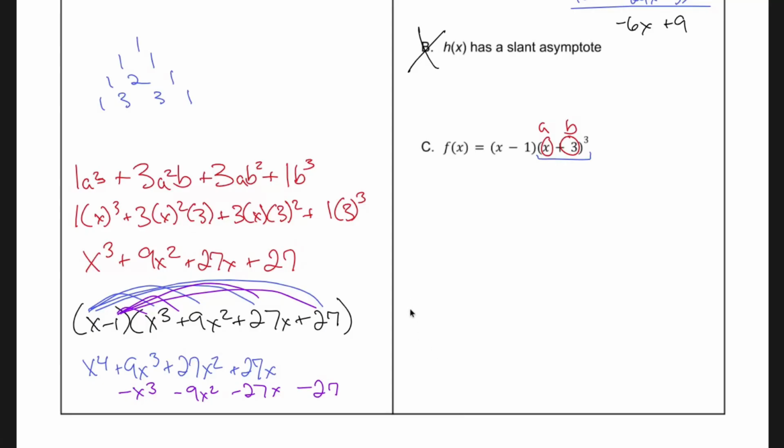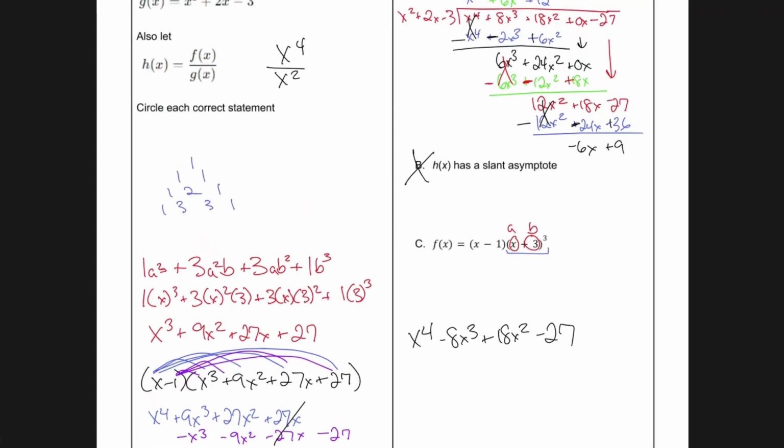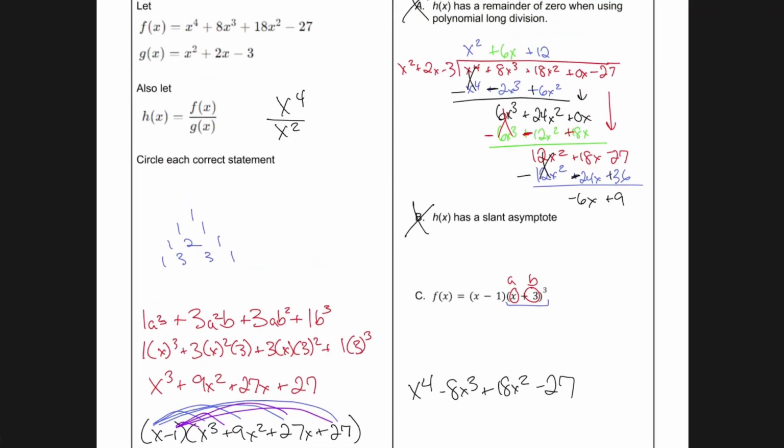Putting that all together, we have x to the fourth minus 8x cubed plus 18x squared plus nothing minus 27. Please, thank you, God. Whew. That was a doozy.